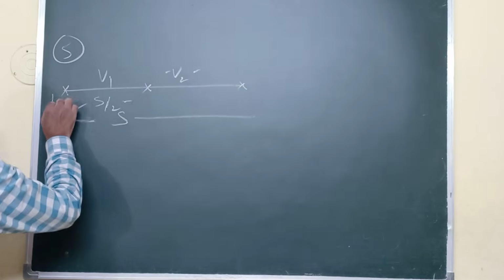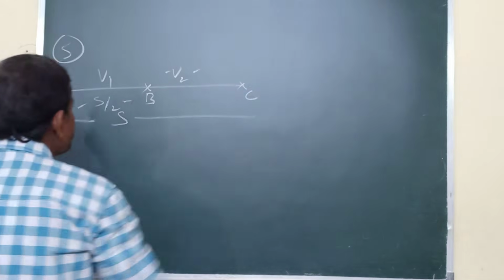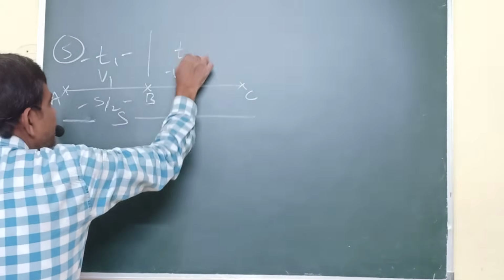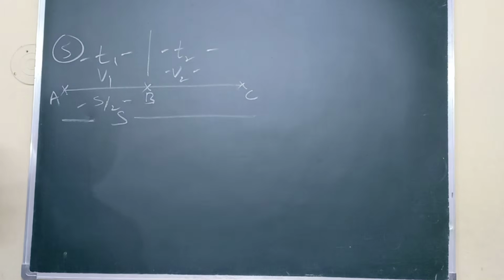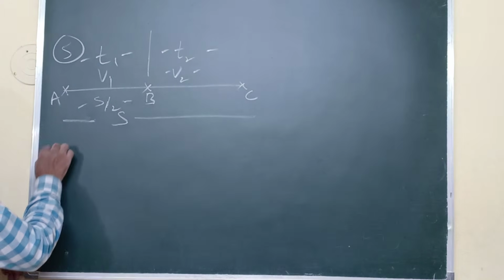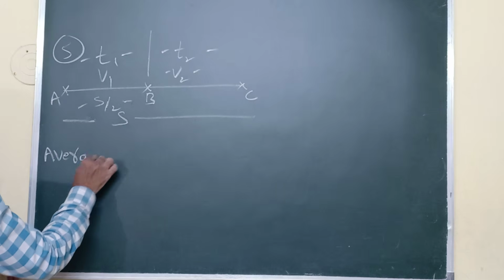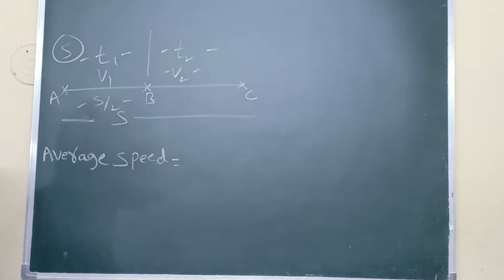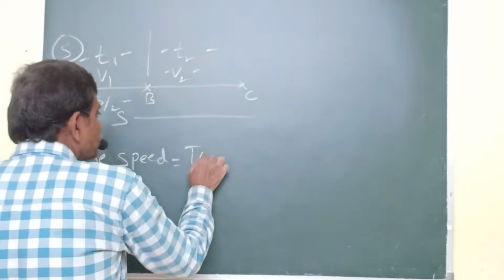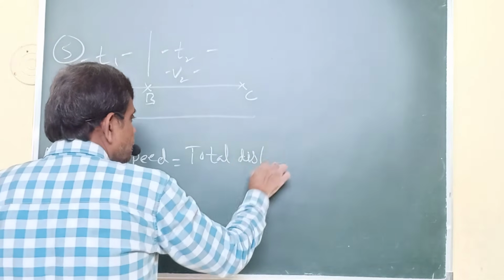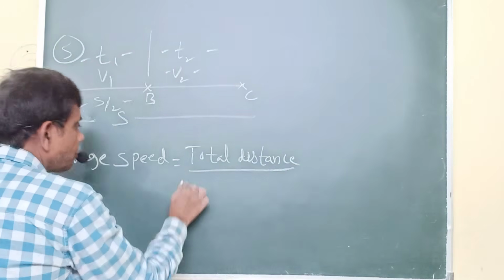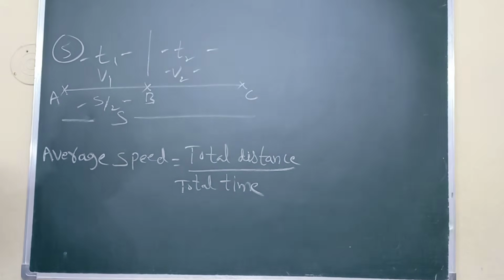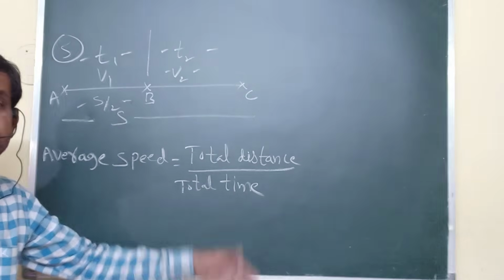So in this case I am taking this as midpoint B and this point C. To reach from here to here I am assuming T1 time, from here to here it is taking T2 time. Now I want the average speed. Average speed equals total distance by total time. If this is average velocity, it is resultant displacement by total time.